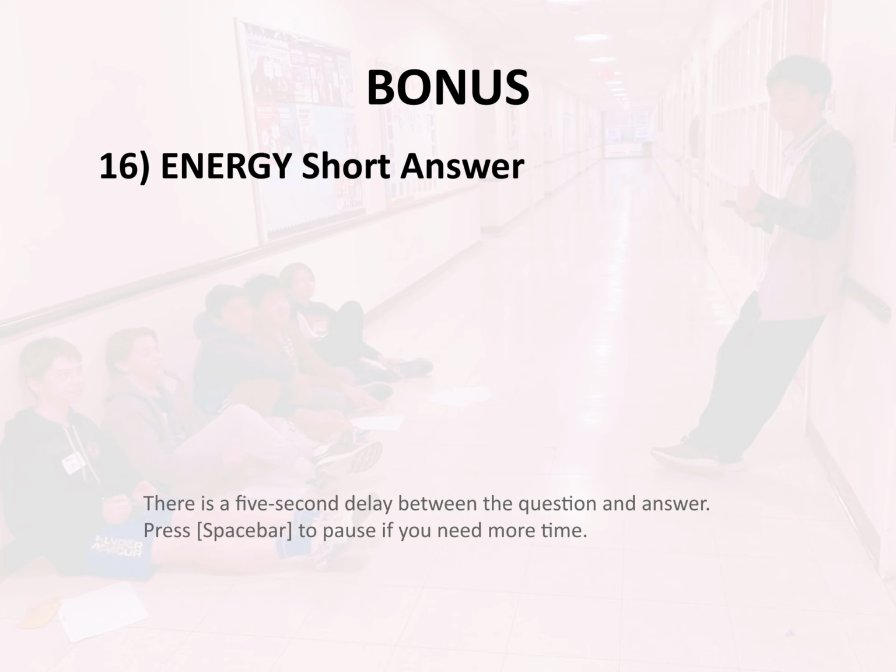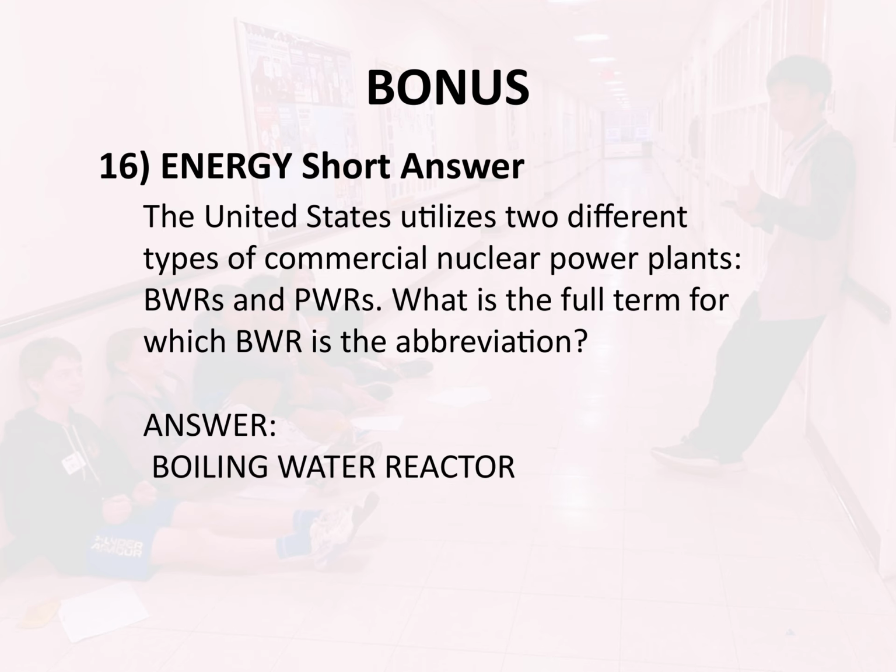Bonus 16. Energy short answer. The United States utilizes two different types of commercial nuclear power plants: BWRs and PWRs. What is the full term for which BWR is the abbreviation? Answer. Boiling water reactor.